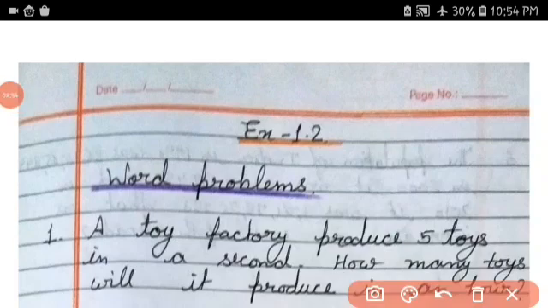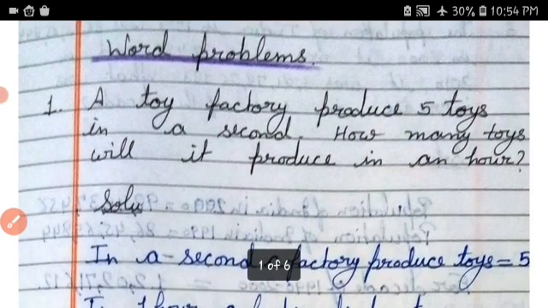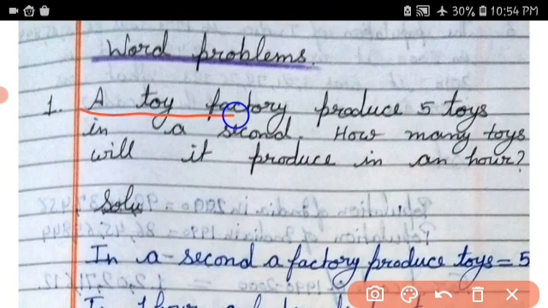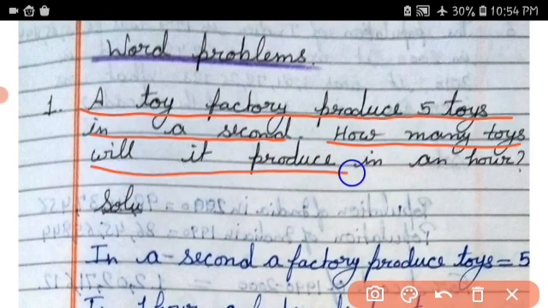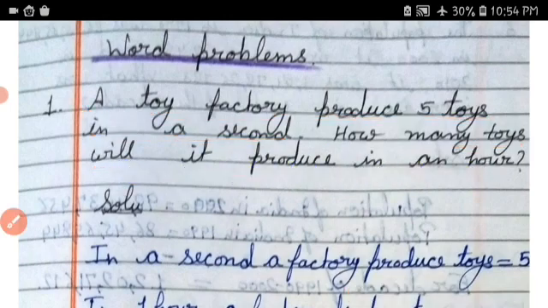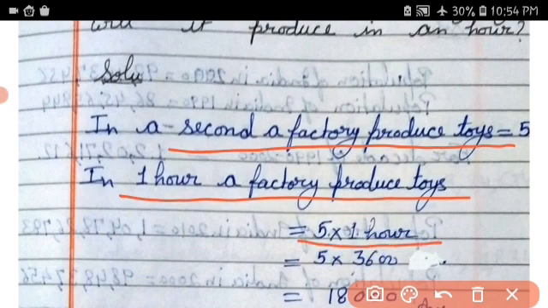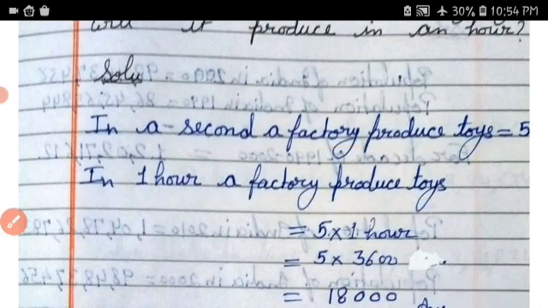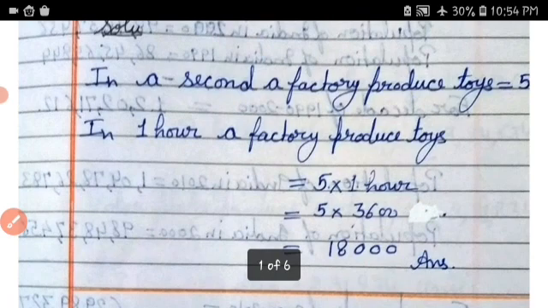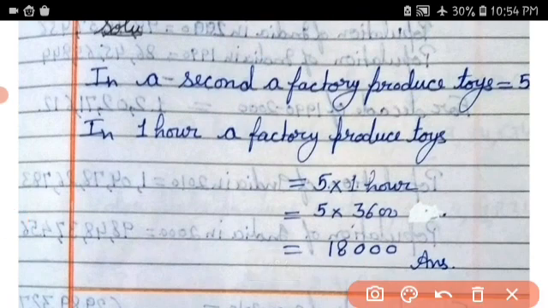Exercise 1.2. Word problem. A toy factory produces 5 toys in a second. How many toys will it produce in an hour? In a second, the factory produces 5 toys. In 1 hour it produces 5 into 3600, which is equal to 18,000. 18,000 is the answer.